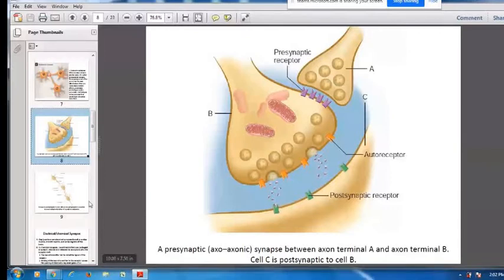So this is one axon terminal, right? This is another axon. So this is a presynaptic neuron, and this is another neuron. The synapse between terminal A and B, your A neuron and B neuron, is an exo-axonic synapse. And what you see, C is just a postsynaptic receptor.